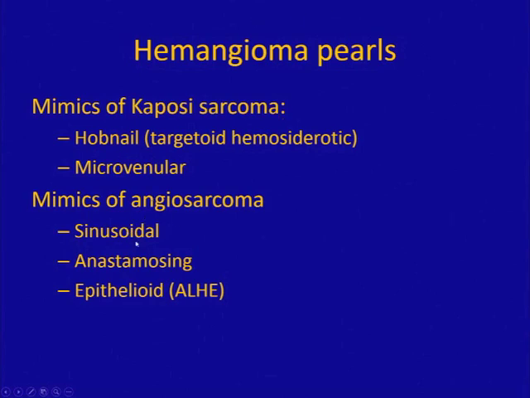And then some other hemangiomas, there are several other types that can mimic Kaposi sarcoma, like sinusoidal and anastomosing. We don't really have time to go into those.